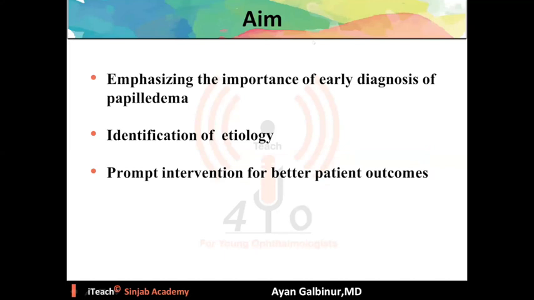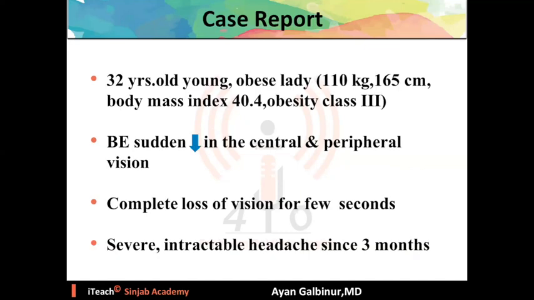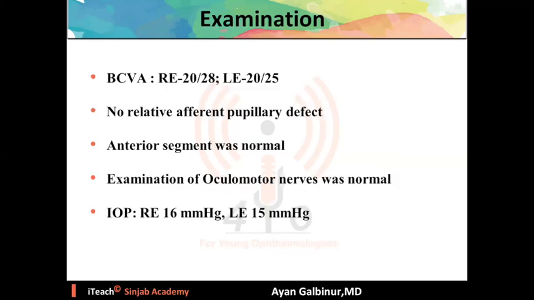I'm going to emphasize the importance of early diagnosis of papilledema, identification of etiology, and prompt intervention for better patient outcomes. My case report is about a 32-year-old young obese lady. She presented to our clinic complaining of sudden decrease in central and peripheral vision in both eyes. She had complete loss of vision for a few seconds, and severe intractable headache for 3 months.